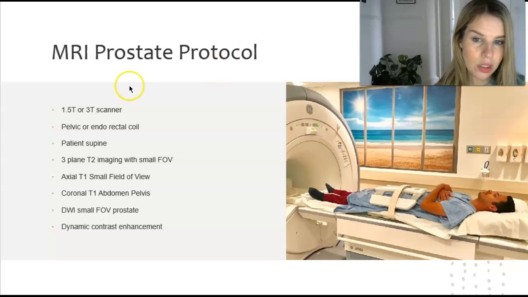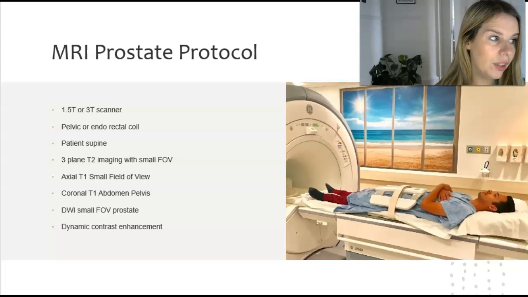Okay, so the protocol that we use. The patient gets imaged in 3 planes for a T2, and it's quite a small field of view because we want to have nice resolution. And what they're looking at in those coronal, axial and sagittal T2 images is really just for local staging. So is the tumour contained within the prostate? Which part of the prostate? Is it in the peripheral zone? Is it in the central gland? Is there any nodal involvement? Is there any kind of seminal vesicle invasion? So that's what we're looking at with those T2 3-plane images.